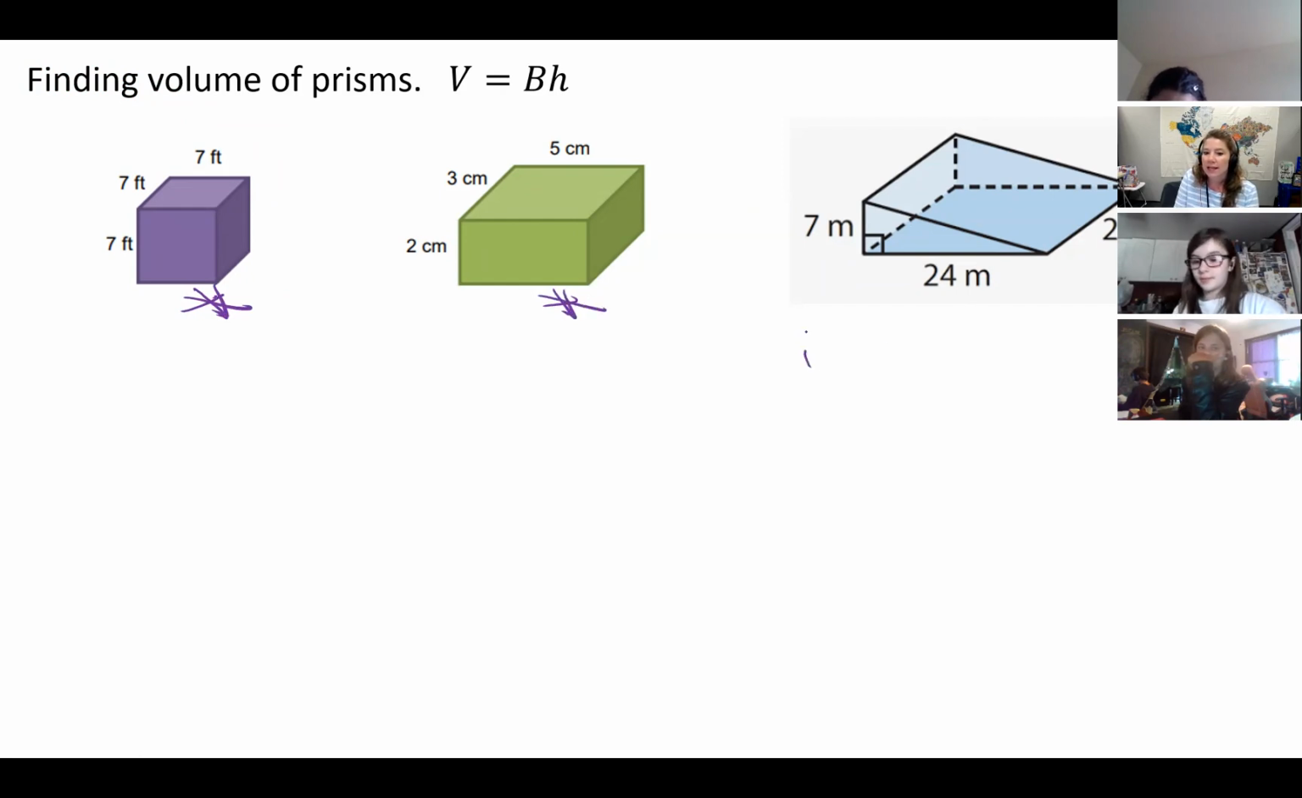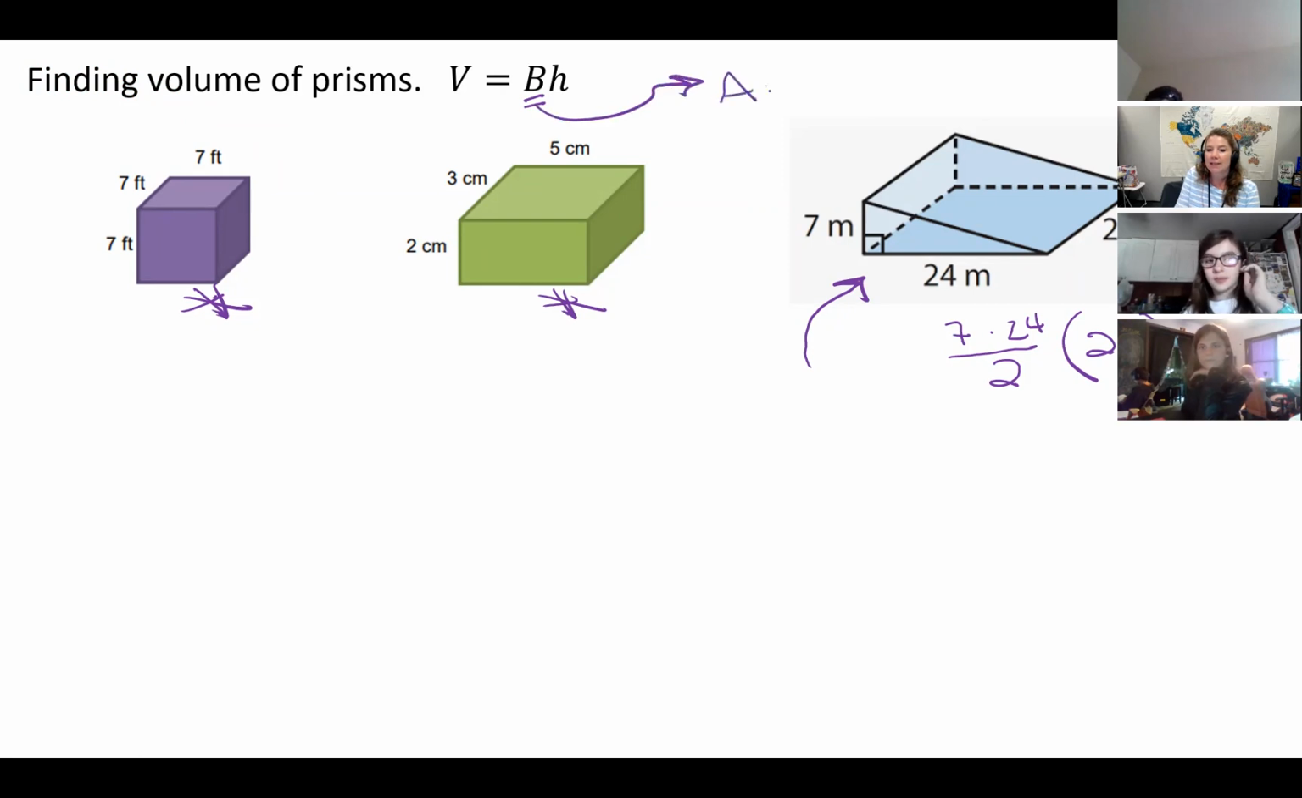But when we have a triangular prism, that capital B means the area of the base. So remember how you find the area of a triangle? For triangular prisms, you're going to multiply 7 times 24, but then don't forget you have to halve it. And then you multiply by the height of the prism. Does that make sense? So that capital B means the area of the base. All right, so y'all do those 3 super fast.